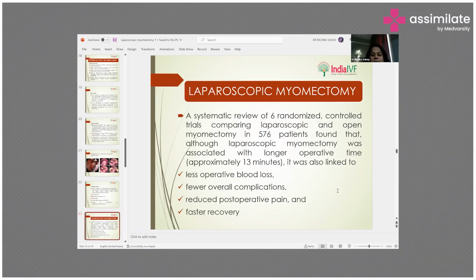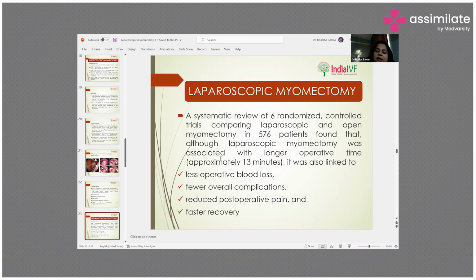So laparoscopic myomectomy. A systematic review of 6 randomized controlled trials comparing laparoscopic and open myomectomy in 576 patients found that although laparoscopic myomectomy was associated with longer operative time, approximately 13 minutes, it was also linked to less operative blood loss, fewer overall complications, reduced post-operative pain, and faster recovery.